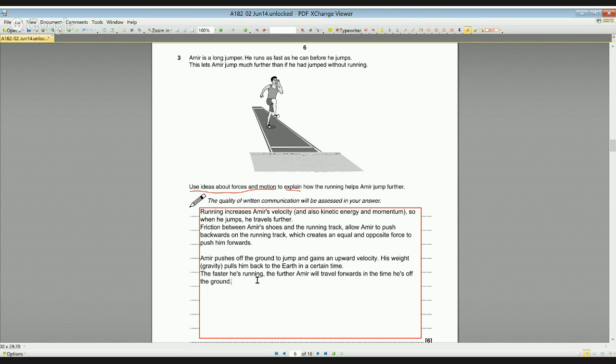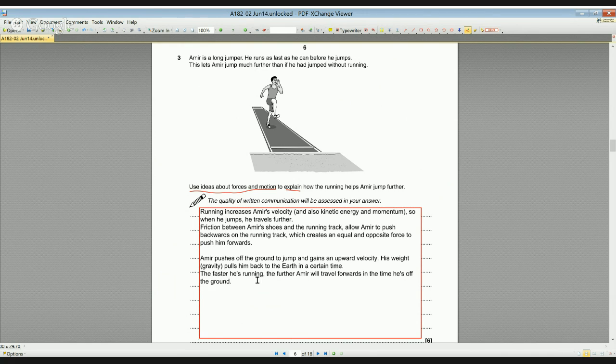To understand this better, imagine the extreme cases. So imagine he doesn't run at all. So he runs and he just jumps. Well, if he's not even pushing forwards at all, then he would just jump straight up in the air and land straight back where he started, and he wouldn't get any distance at all. That's one extreme.